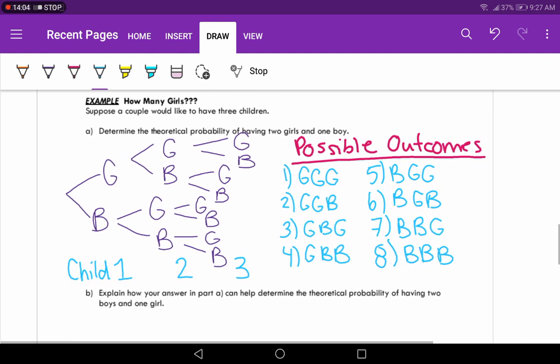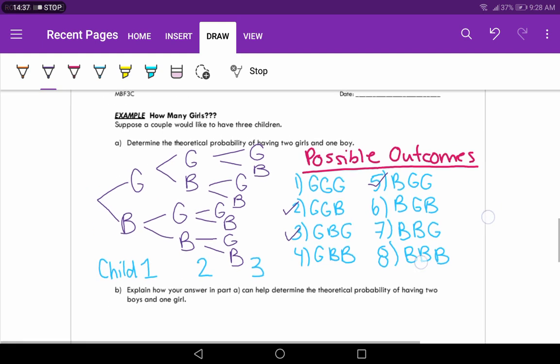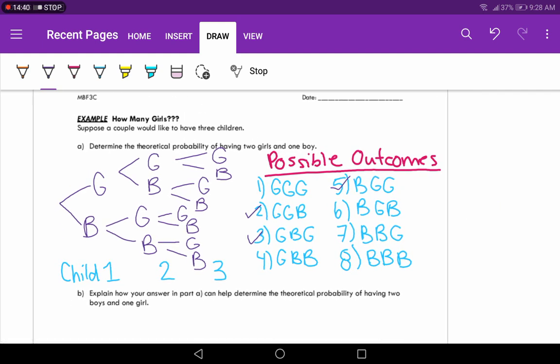So this question specifically is asking us, what is the theoretical probability of having 2 girls and a boy? So let's go through and find any situation where there's 2 girls. It doesn't matter what order they're born, but 2 girls and a boy. 2 girls and a boy. 2 girls and a boy. So we have 3 situations where we're correct.